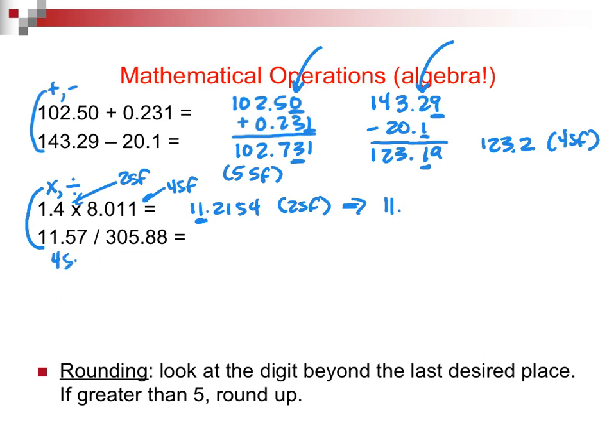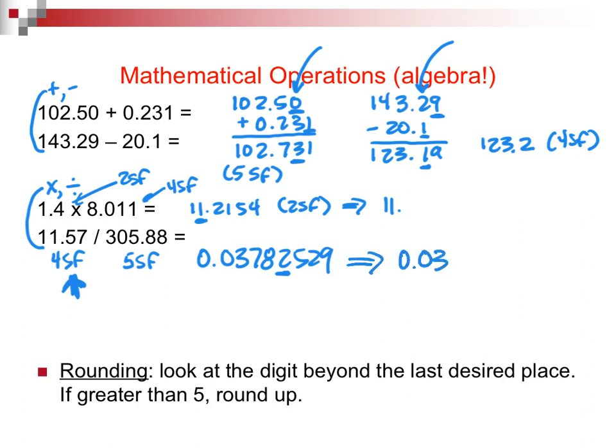I have 4 significant figures, 5 significant figures. My answer needs to have 4. Mathematically, it is 0.03782529, impressing you with digits. But I know my smaller number is 4 significant figures, so I know I need to truncate at that position. And looking at 4 significant figures, I need to round up. And so my answer is 0.03783 with 4 significant figures.